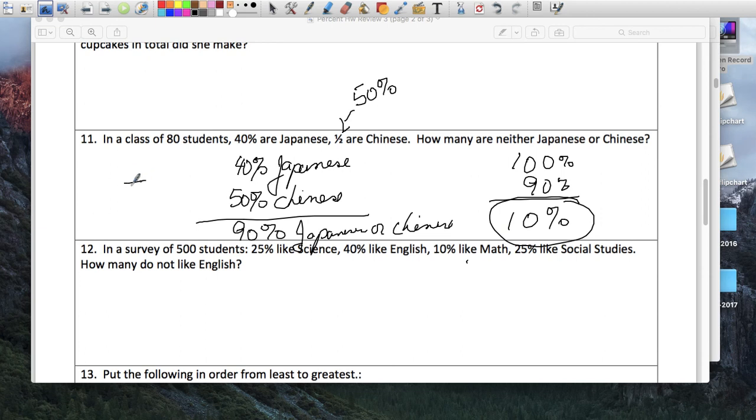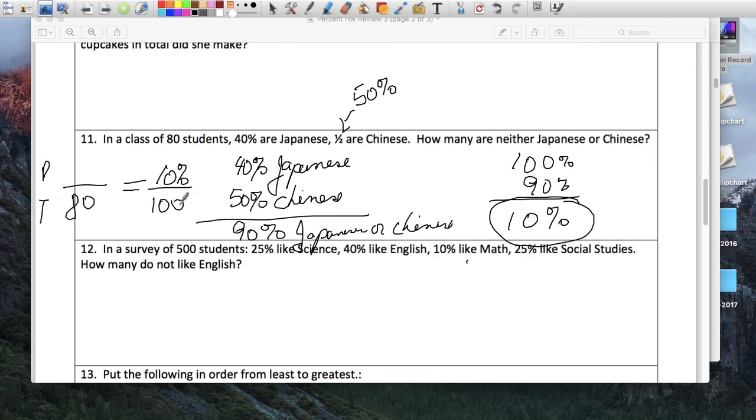Okay, so let's move on. In a survey of 500 students, 25% like science, 40% like English, 10% like math, 25% like social studies. How many do not like English? So we want to find a number. So let's find the percent first that don't like English. People who don't like English are these guys, these guys, these guys. They like science instead, math and social studies.